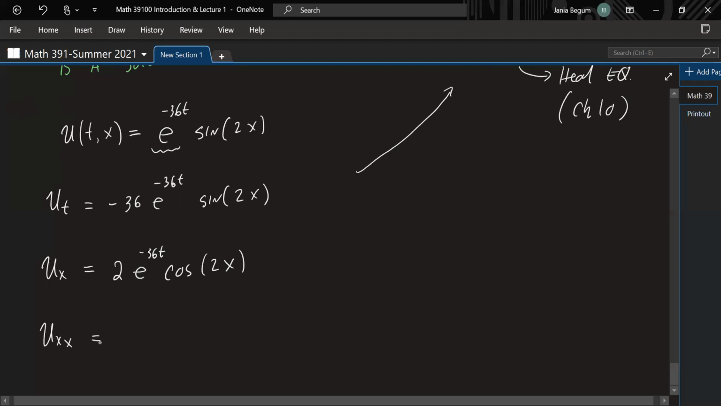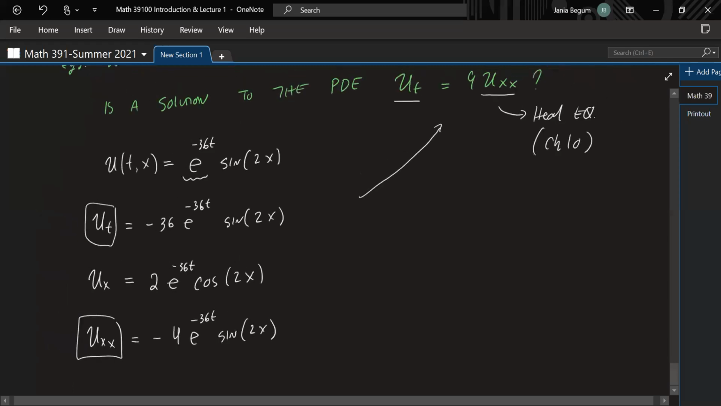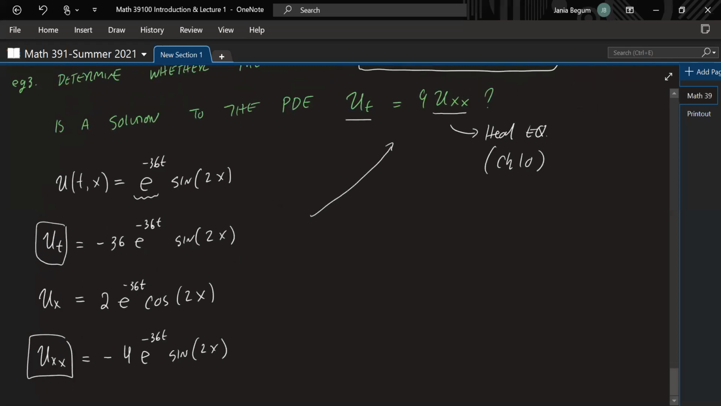Again, e to the negative 36t is treated as a constant, so I'm only differentiating the cosine term. So this is negative 4 e to the negative 36t sine of 2x. That's my second partial with respect to x. So I have my expression for u sub t, and I have my expression for u sub xx. And now I plug these into the differential equation and test if both sides are equal to each other.